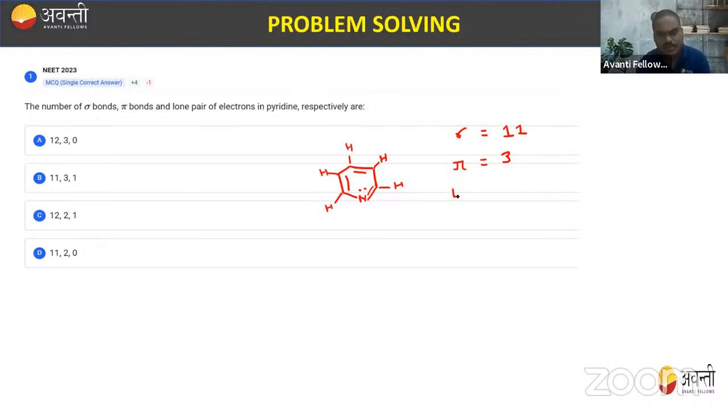Now you have to calculate the lone pair. So what is the number of lone pairs, beta? Here we get only one lone pair, right? So lone pair is 1. So the correct answer is 11, 3 and 1. Right? So which option is correct? That is option B. I hope everyone understood this.